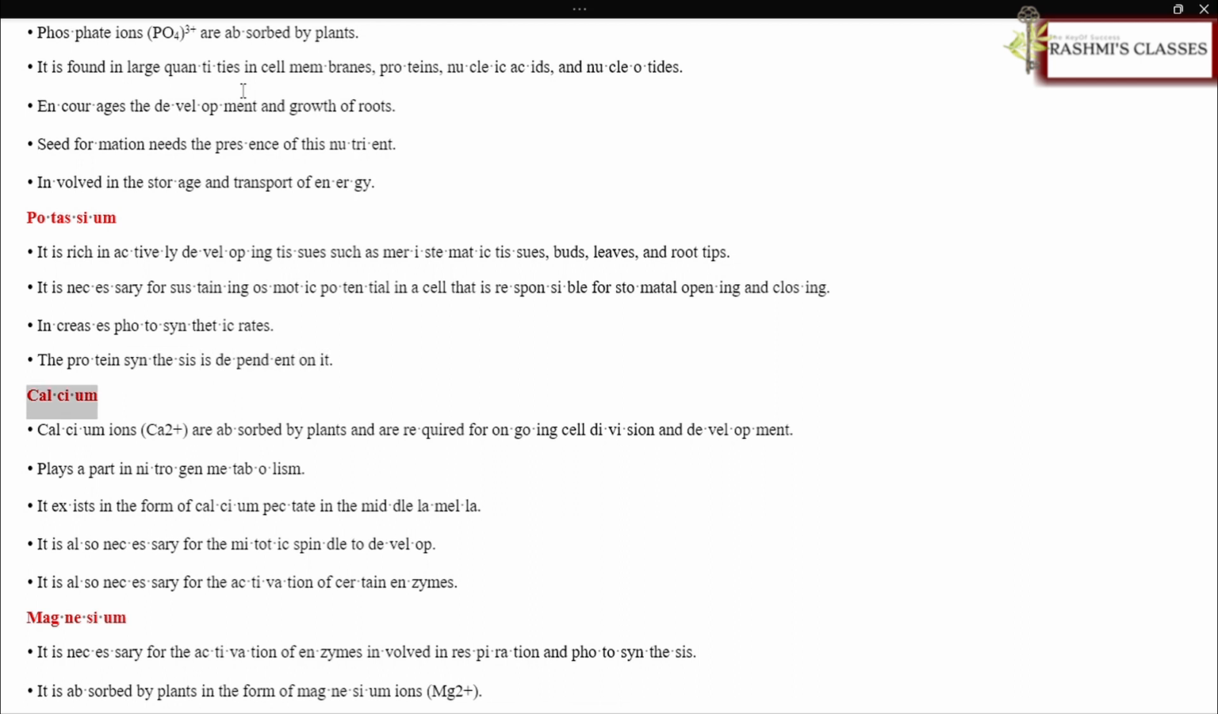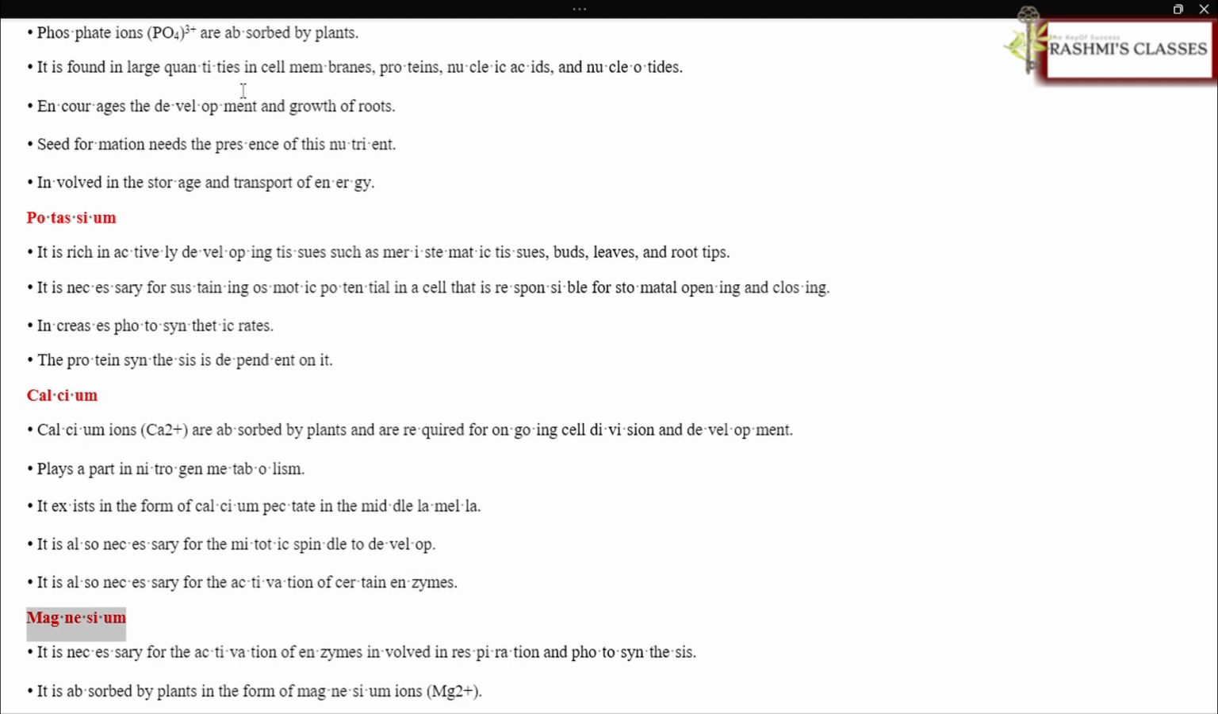Calcium. Calcium ions, Ca2+, are absorbed by plants and are required for ongoing cell division and development. Plays a part in nitrogen metabolism. It exists in the form of calcium pectate in the middle lamella. It is also necessary for the mitotic spindle to develop. It is also necessary for the activation of certain enzymes.